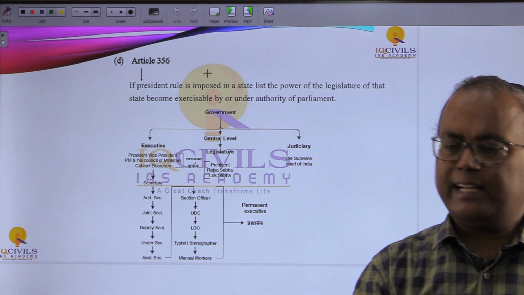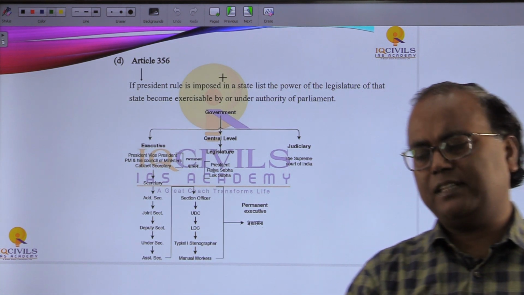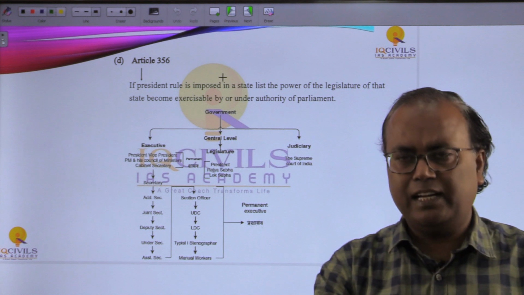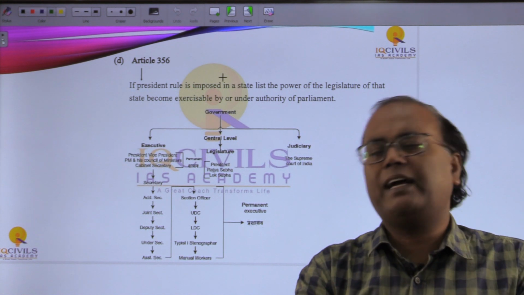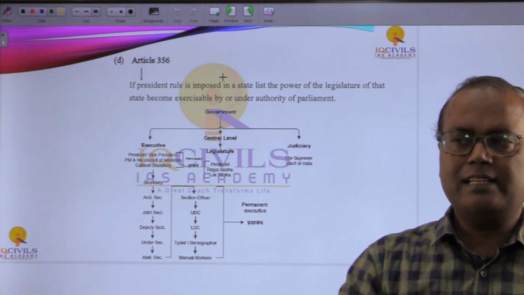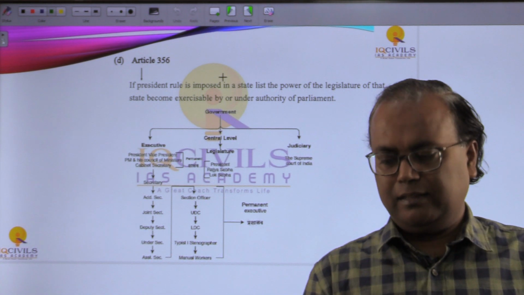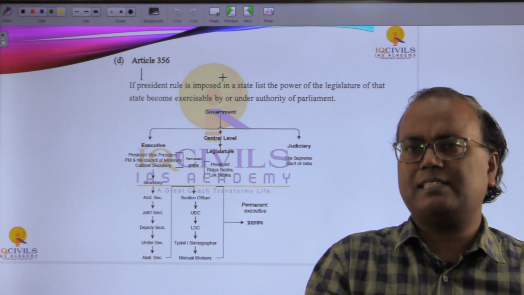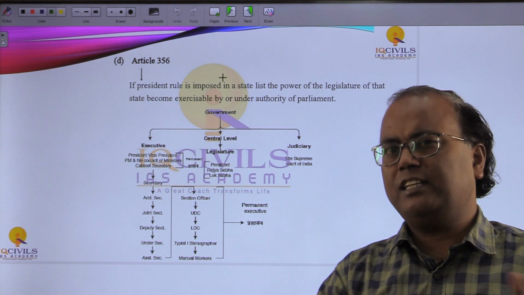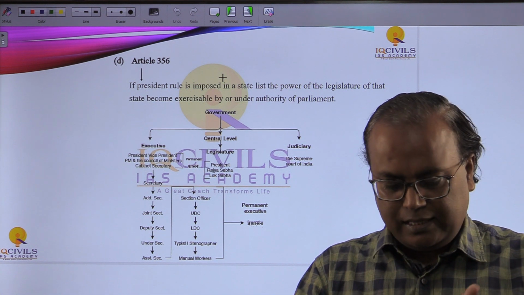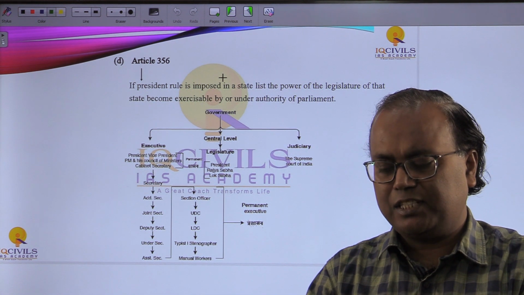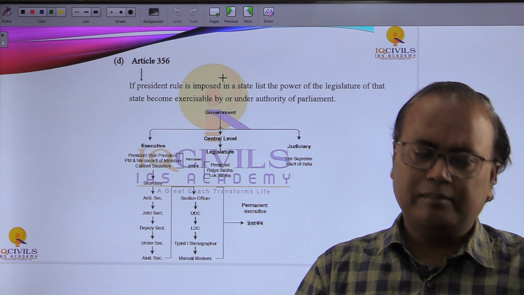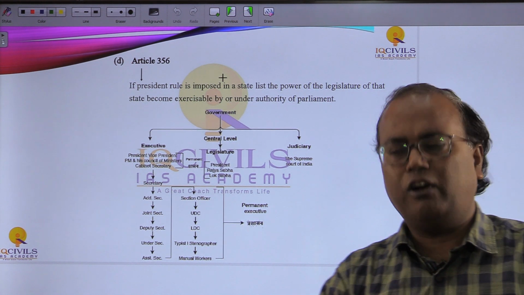Now, Article 356 we have already talked about. If there is a constitutional breakdown and it comes to the cognizance of the President of India, either through the report of the governor or by any other means, in that case the President of India can impose a state emergency, better known as President's rule, though Parliament has to pass it later within 2 months. Once President's rule is imposed, the state legislature goes into suspended animation for up to the 2-month period, and once it is passed by the Parliament also, then it gets dissolved.